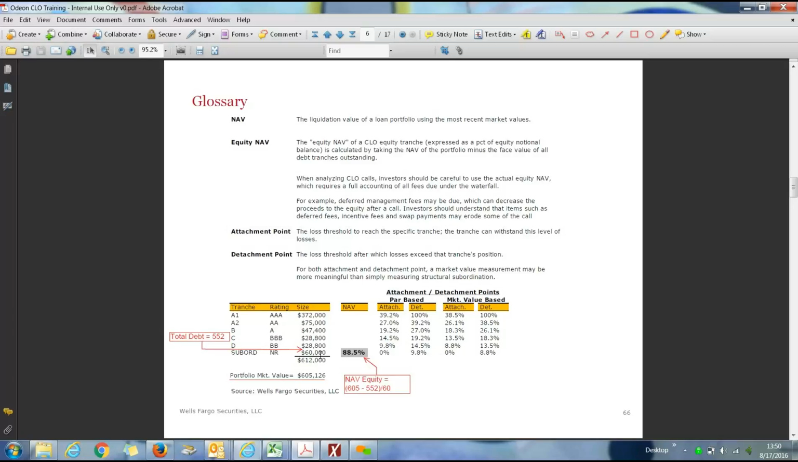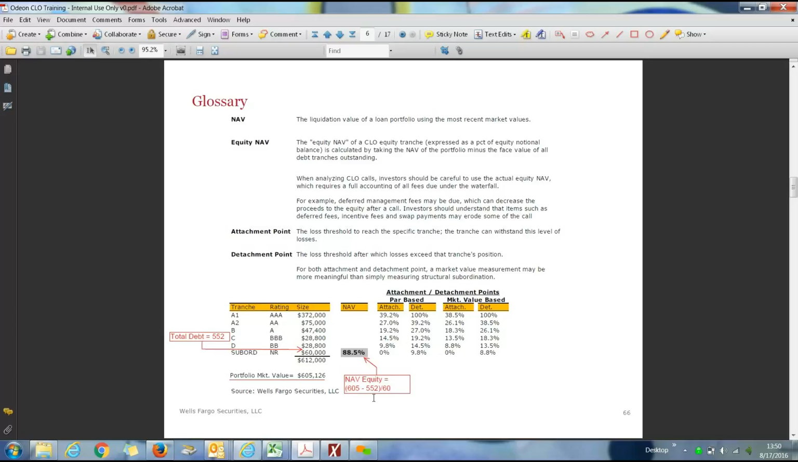What they do is take the notional value of the equity and divide it by what's left over. So basically, it becomes 605, which is the total amount that's above this equity, less the 552, and then divided by 60, which is the amount of equity outstanding. The 605 is the market value of the portfolio, and the 552 is just adding up these other values here, okay? But anyway, that's what equity NAV is.